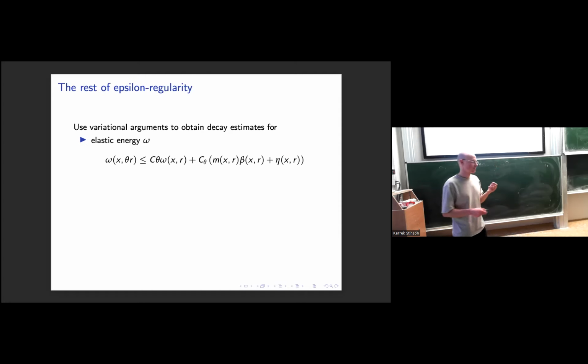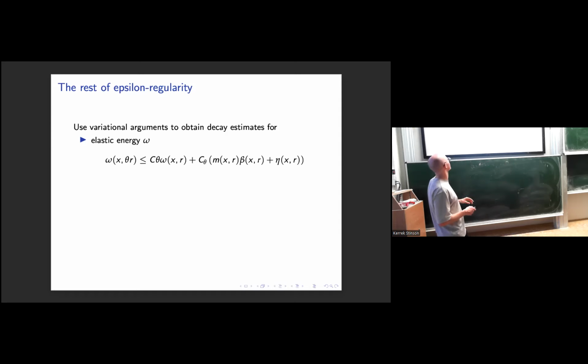So once you have this sort of control on the topological separation, you're not actually quite done, and you don't end up immediately in the topologically separated case. You still need to do a bit more work. For this, we still have to prove a couple of decay estimates. You also have to show that the elastic energy decays.